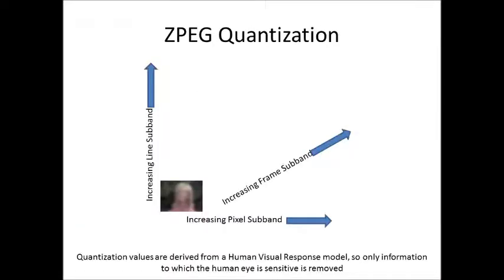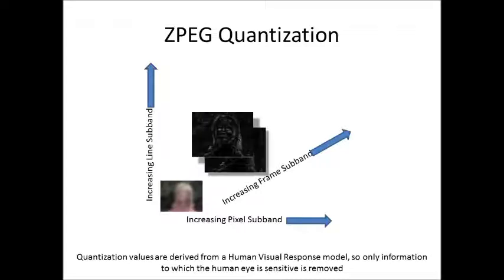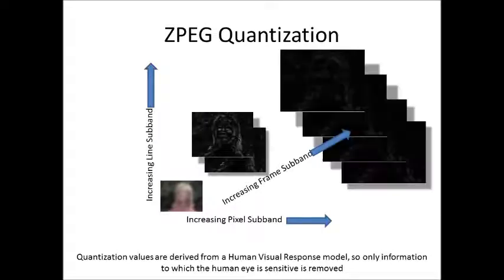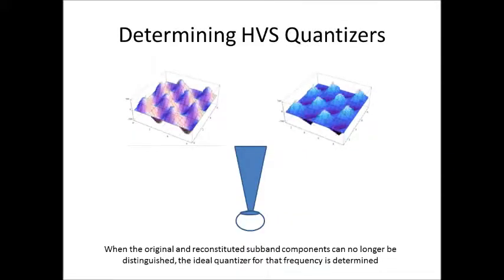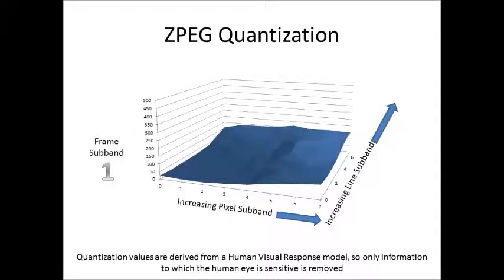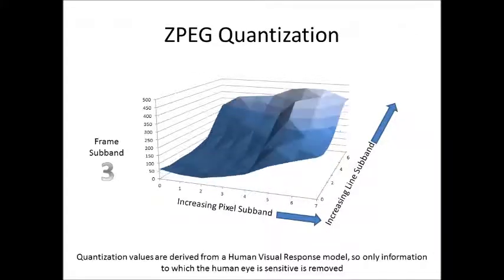A human visual system model is used to specify quantizers which remove the content to which the human eye is insensitive. These quantizers optimally remove redundancy within the frame and that which exists between frames.